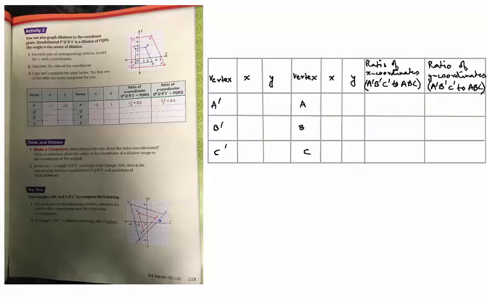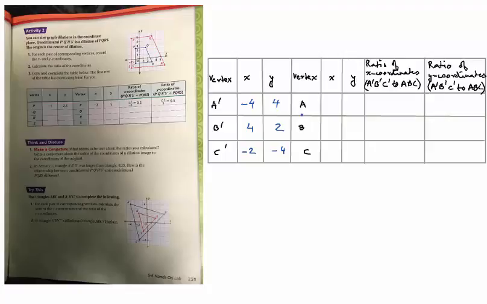So let's go. A prime is negative 4, 4. So we have negative 4 for x and 4 for y. If you look at B prime, that's 4 and 2. So I'm going to write 4 and 2 over here. And finally C prime is negative 2, negative 4. So we have negative 2, negative 4.